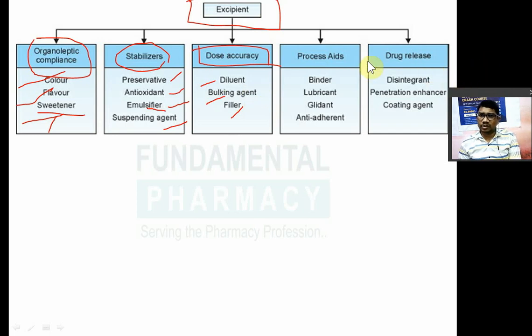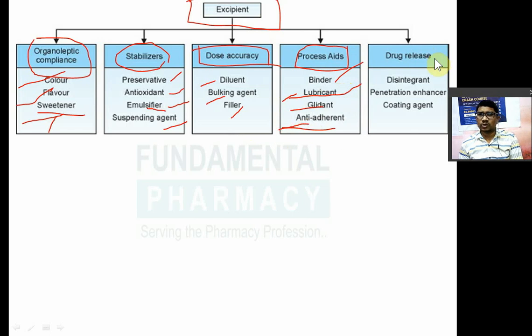Again, you are adding processing aids to aid the process. To aid the process of granulation, you are using a binder. To aid the flow of granules from the hopper to the die cavity, you are adding lubricants. Sorry, to run a machine smoothly, you are preventing the friction between parts of the machine, you are adding lubricants. A question on this has already come in GPAT 2023. To improve the flow of granules from the hopper to the die cavity, you are adding a glidant. To prevent the dust, you are adding an anti-adherent.